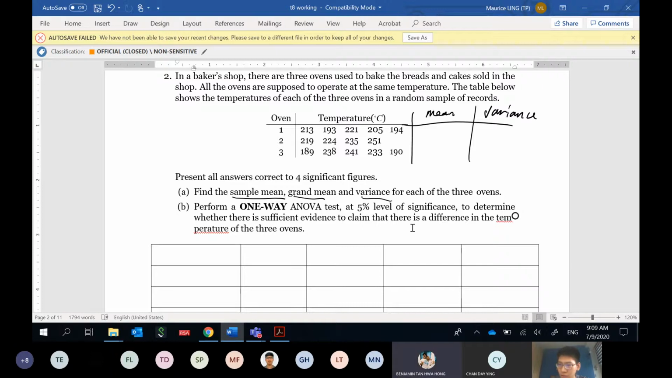So for oven 1, the mean is 205.2. Then variance is 146.2. Correct. The other one? Oven 2, mean is 232.3. Variance is 200.9. Oven 3, mean is 218.2. Variance is 694.7. What about the grand mean?